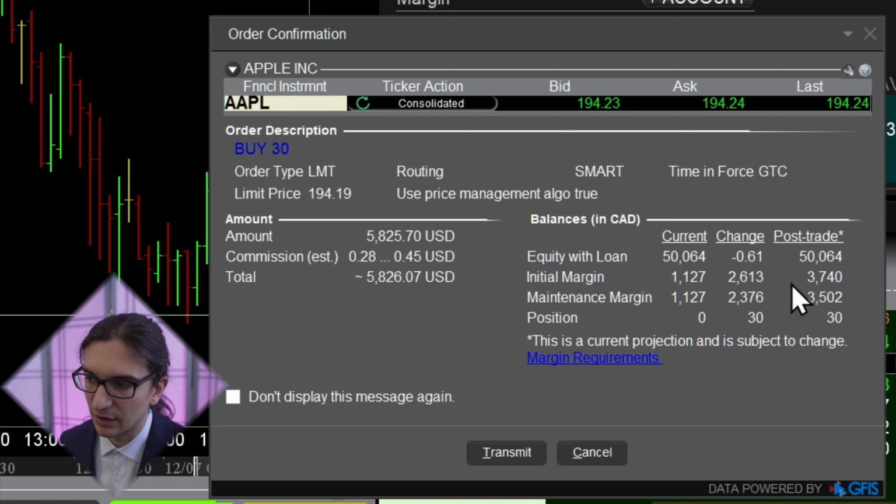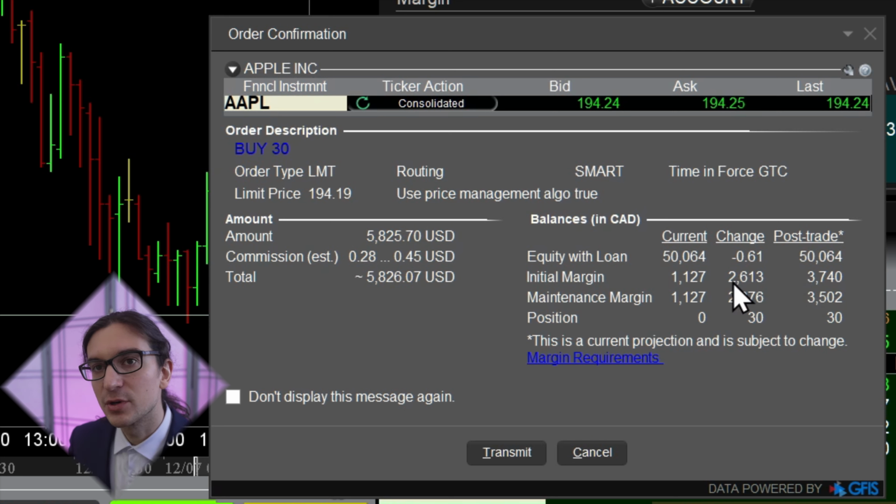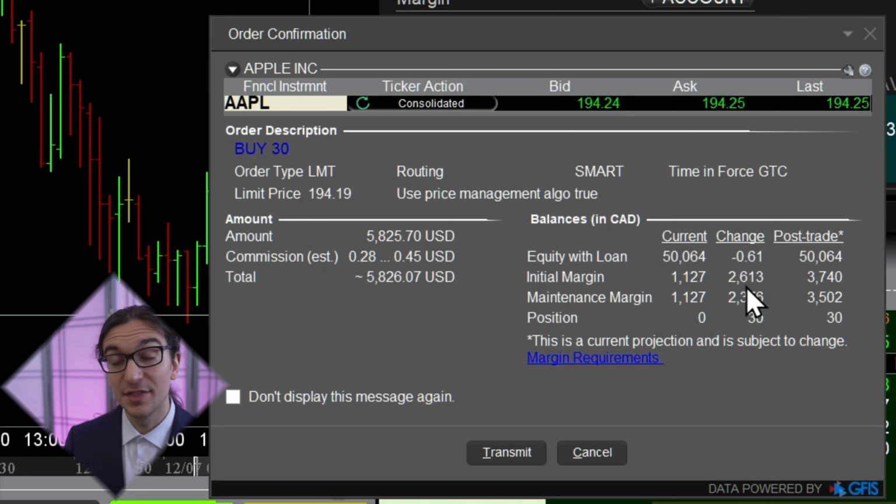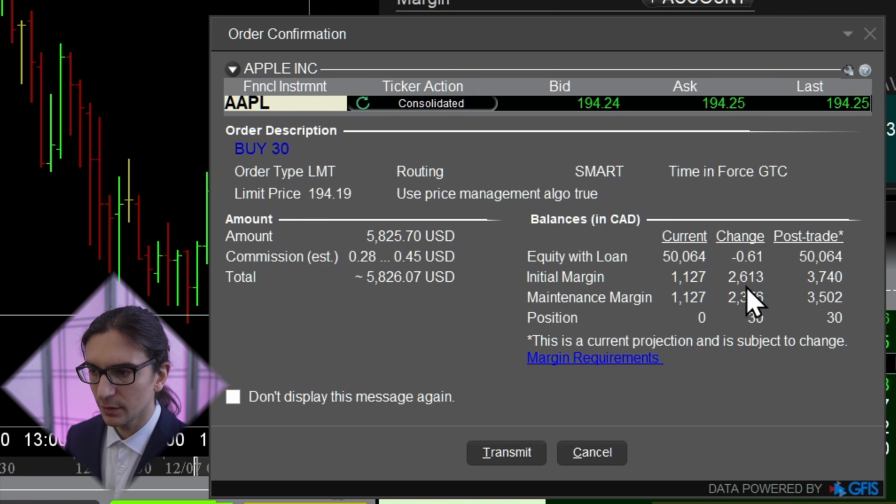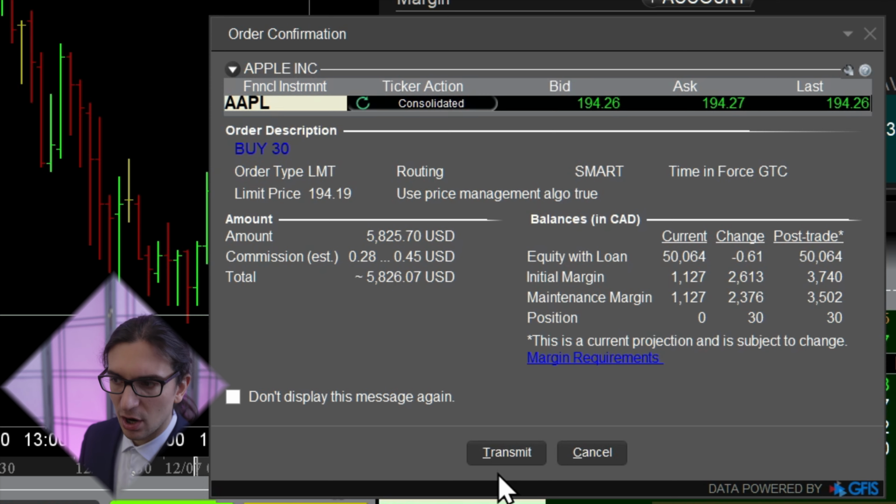So just by a rough estimate, it's about 50%. So the total value of the stock is, let's say, 6,000. The initial margin is 2,600. You're looking at about a 50% capital requirement for this particular stock. So I can go ahead and buy this stock. It would not be a problem.